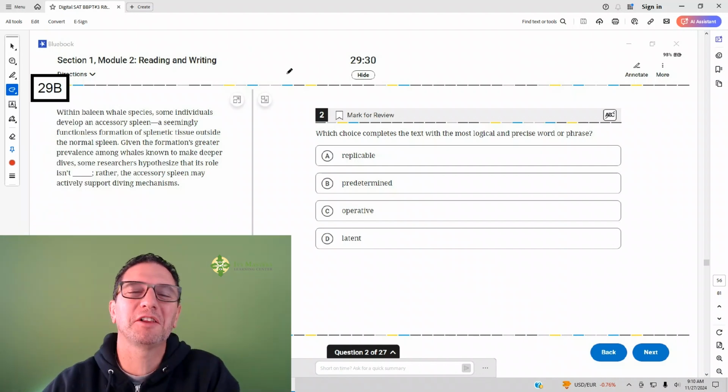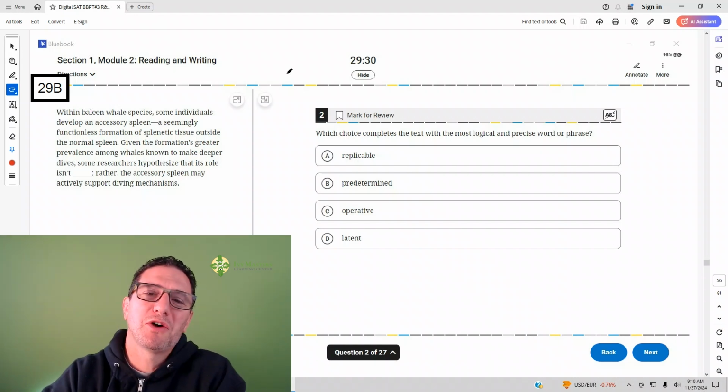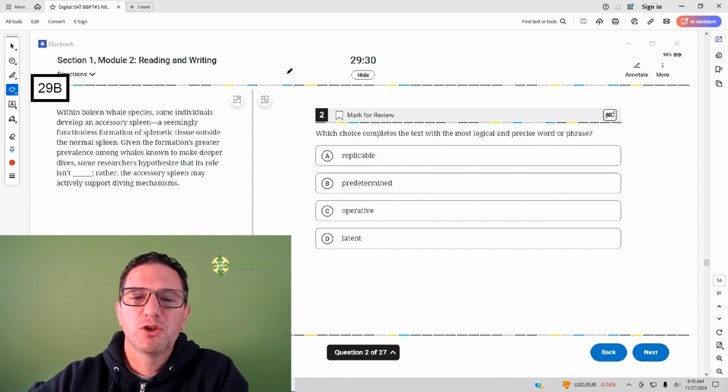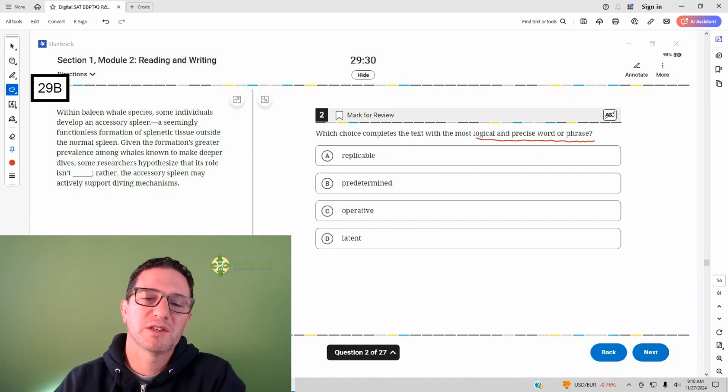IVMasters.com. Today we're going to the second question from Digital SAT Test 3, Module 2B. This is the harder set of reading writing questions. Number 2 reads, which choice completes the text with the most logical and precise word or phrase? Whenever you see the most logical and precise word or phrase, you know it's sentence completion.